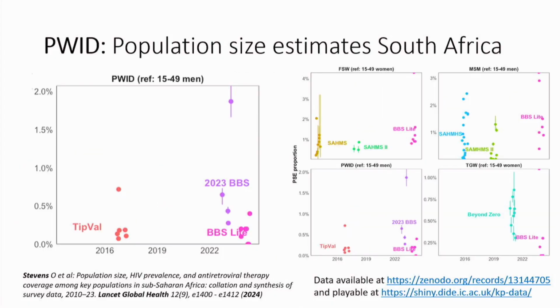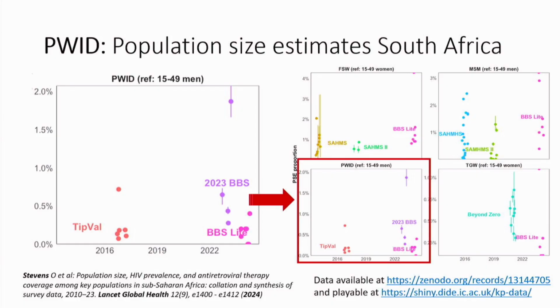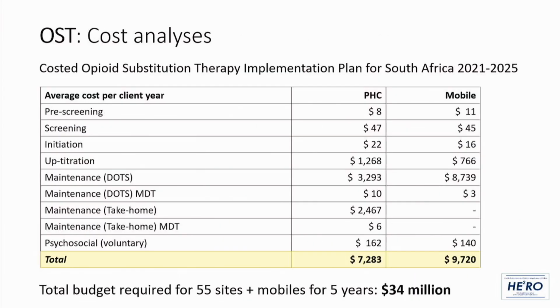And if you compare that with the size of other key populations, and I know this is a bit hard to see, but here we compare to female sex workers, MSM, as well as trans women, I think only. Basically PWID are the smallest key population in South Africa, regardless of which survey you look at.